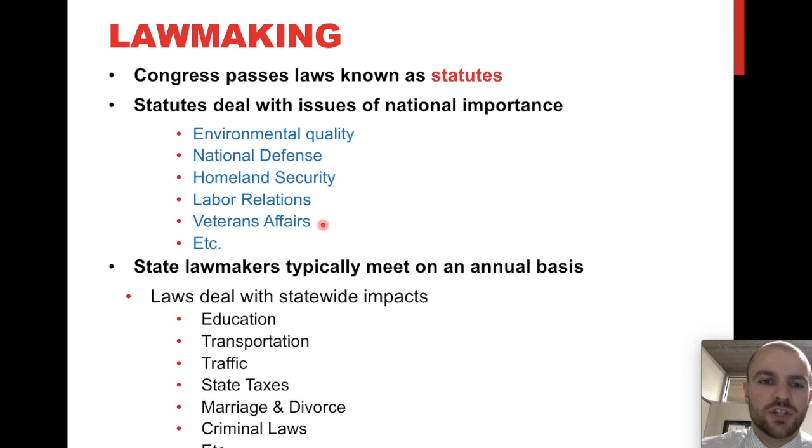These are national issues. State lawmakers, on the other hand, typically meet on an annual basis, and they create laws that deal with statewide impacts. Education, for example. In our last lecture, we had established that education is a state power. It is a state issue. So the Illinois General Assembly would create Illinois education law, or Illinois transportation laws, or traffic laws within the state. Marriage laws, criminal laws deal with the state of Illinois only.